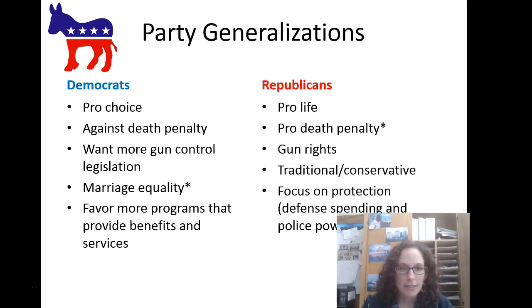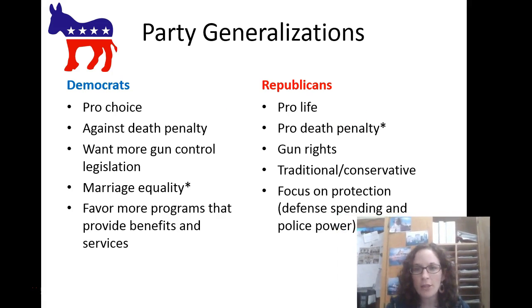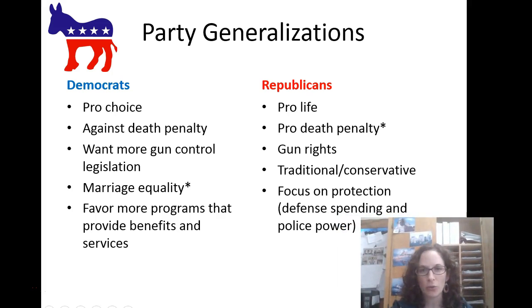Democrats tend to be against the death penalty, Republicans for the death penalty. I put the asterisk there because I think this could be changing. When the two parties have an issue that they agree on, what happens to the issue is it disappears off this list. It's gone. It's no longer an issue. And that is one that there are more states abolishing the death penalty. I think that could be a trend. Democrats and Republicans tend to disagree with regards to guns. Democrats wanting more gun control legislation, Republicans wanting to protect gun rights.